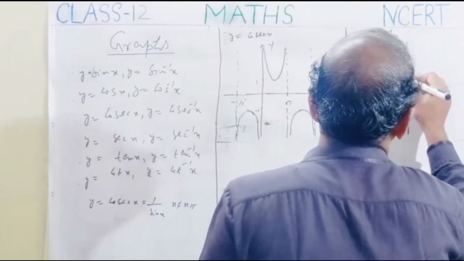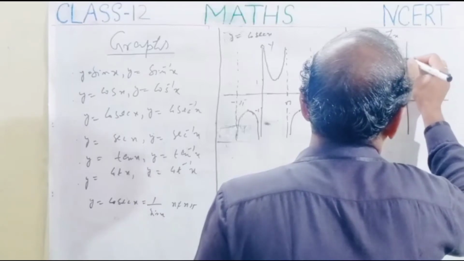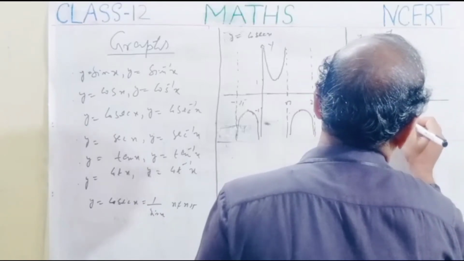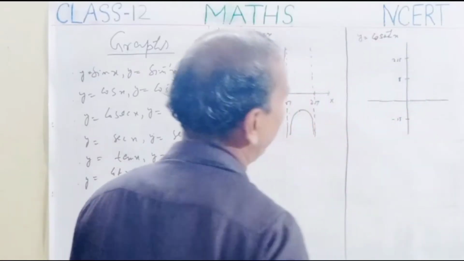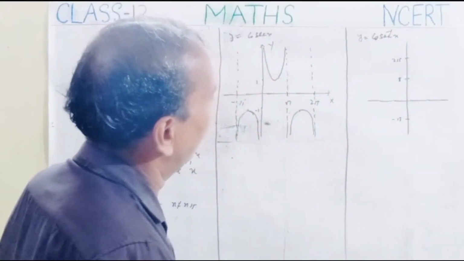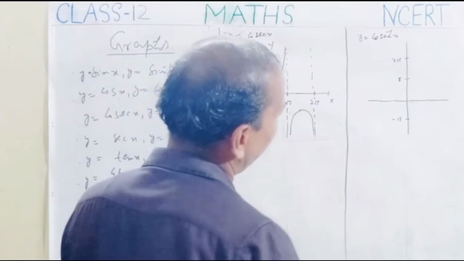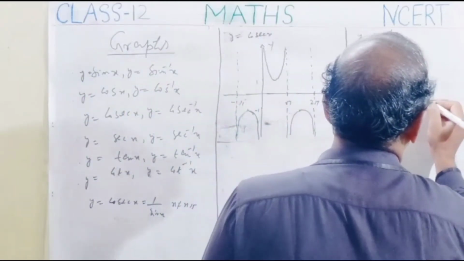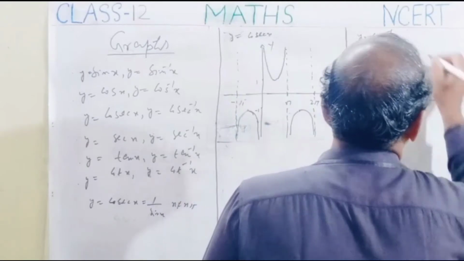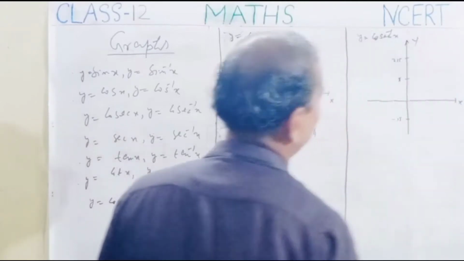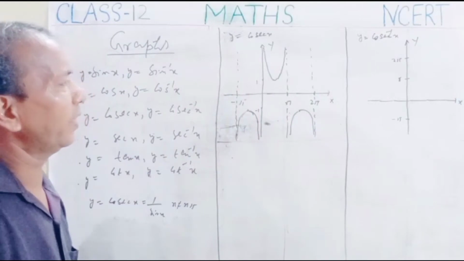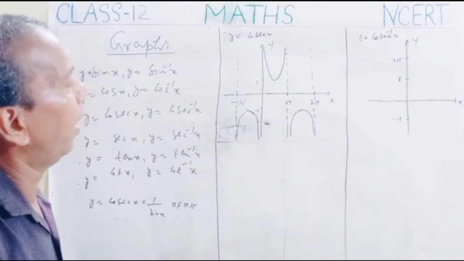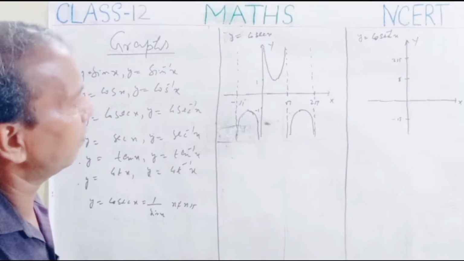This is pi. This is 2 pi. And here it is minus pi. Pi, 2 pi, minus pi. And mind it, the values are 1 and minus 1. So if you take the x-axis, this is the x-axis and this is the y-axis. When you take the x-axis, the numbers mean its value, and on the y-axis, the angles are given.